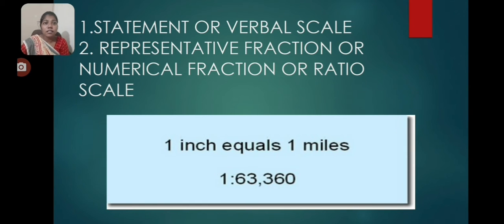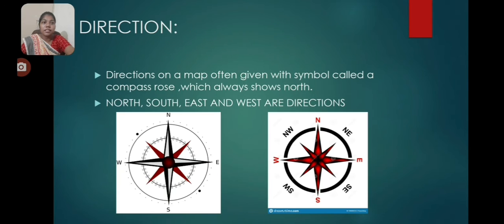So here, what is a statement or a verbal scale? 1 inch equals 1 mile. They have given it in words, so that is called verbal scale. And secondly, representative fraction or numerical fraction. They would give it as a fraction, with a numerator and denominator, like 1 by 63,360, or ratio scale. Ratio is 1 is to 63,360. So it's the unit of length, and that is converted here.